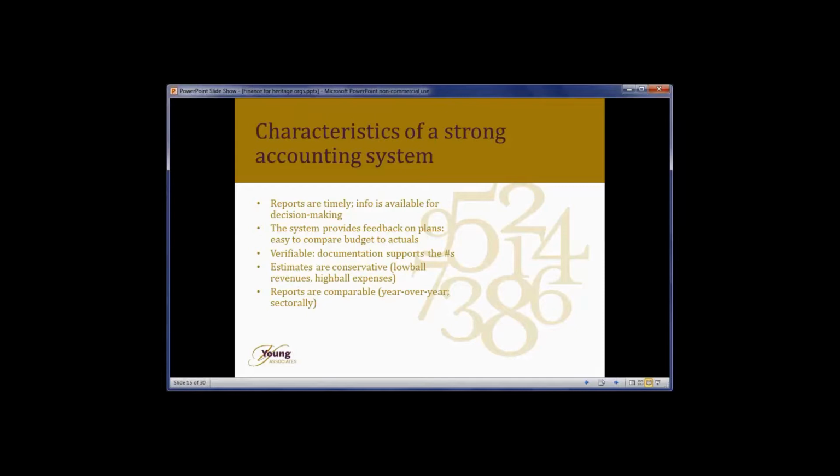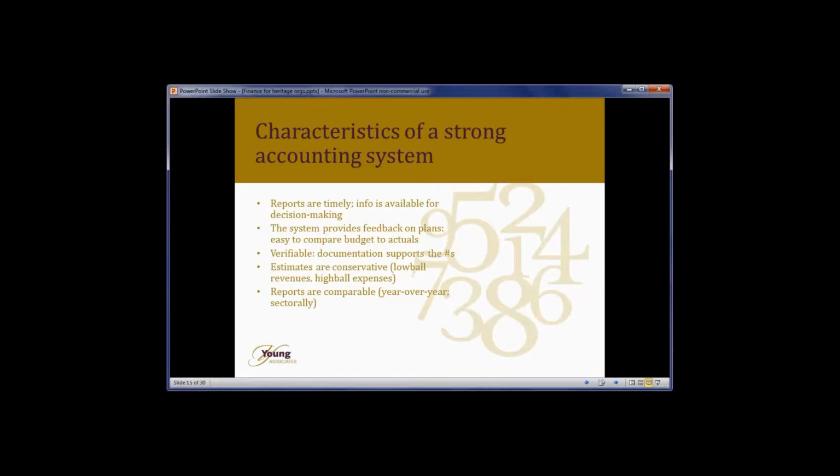Finally, one of the characteristics of a strong accounting system is, believe it or not, that you do more or less the same stuff in more or less the same way year over year. Yes, it is actually as boring as you may think basic bookkeeping is. It is that, and that's a good thing because it helps to ensure that your reports are comparable year over year.